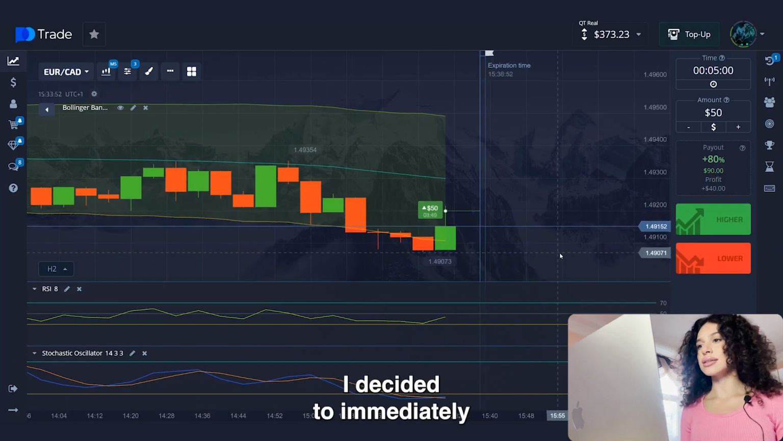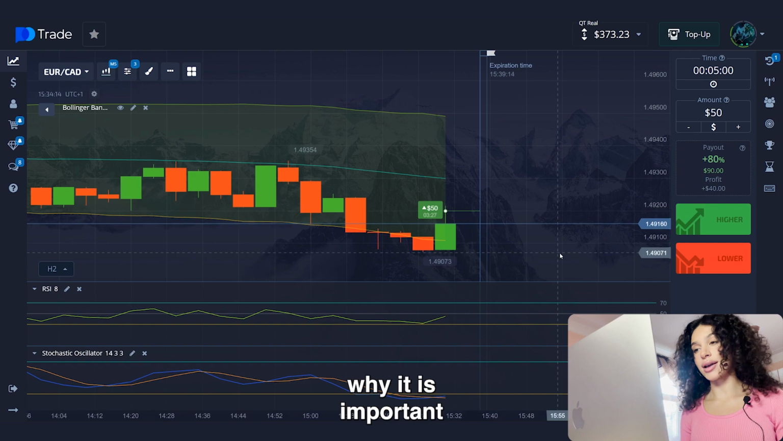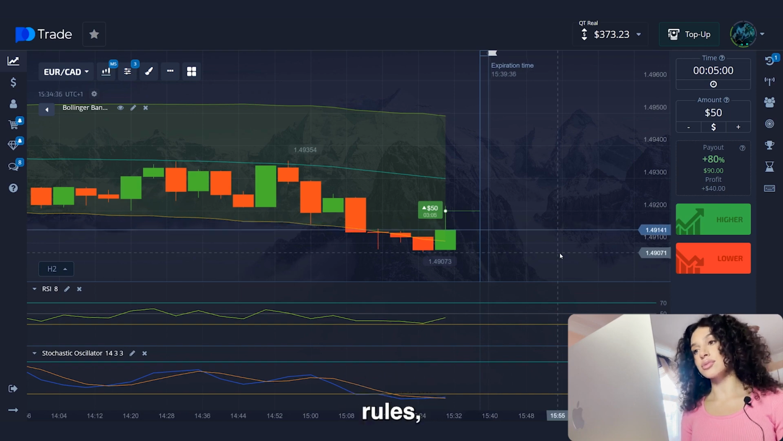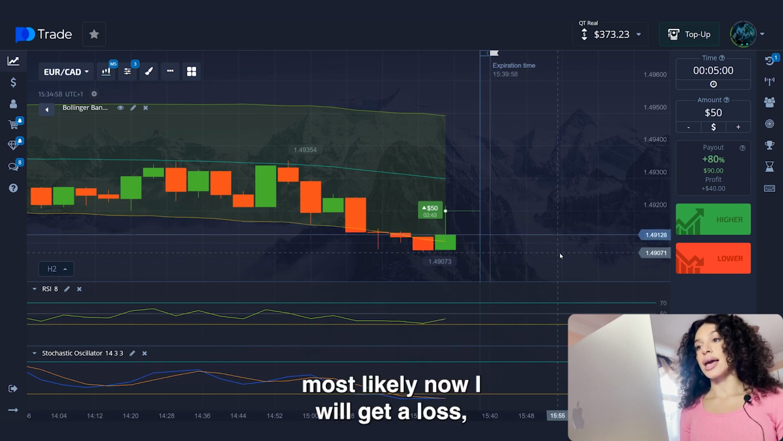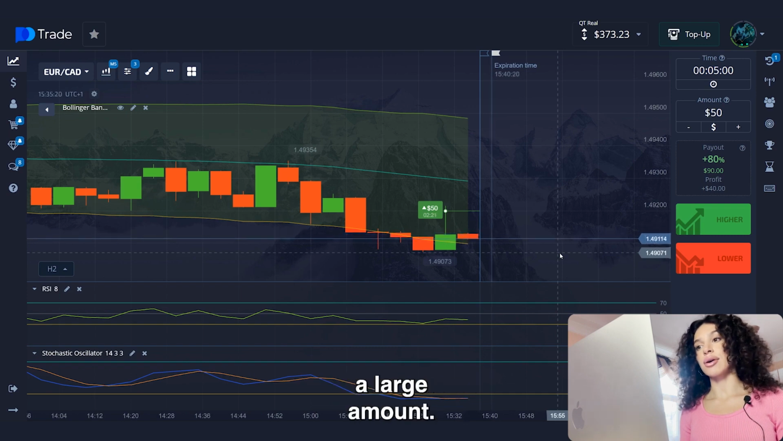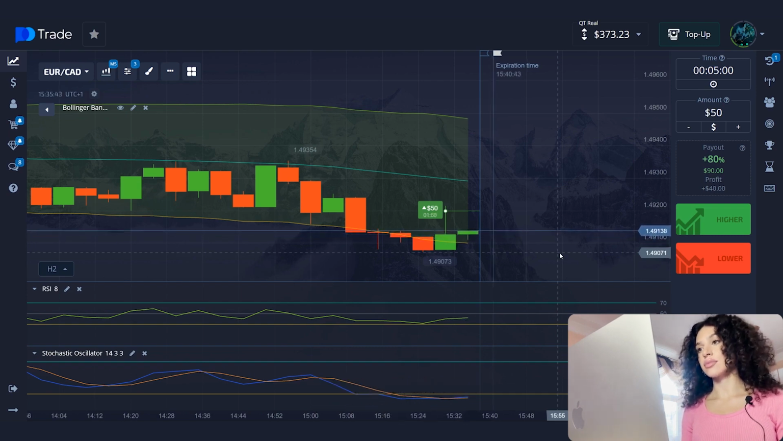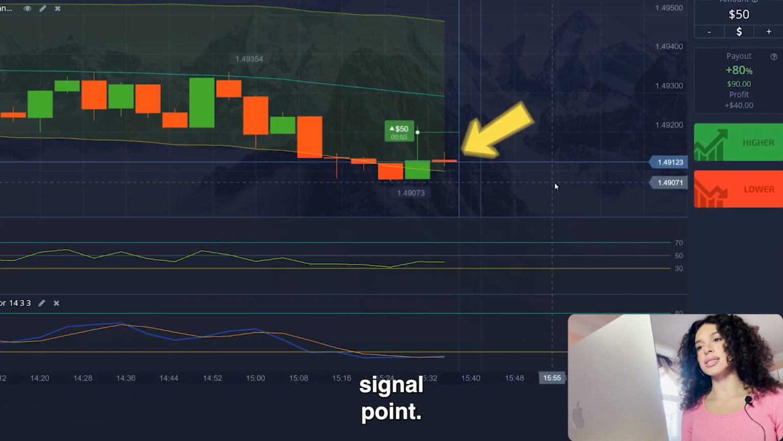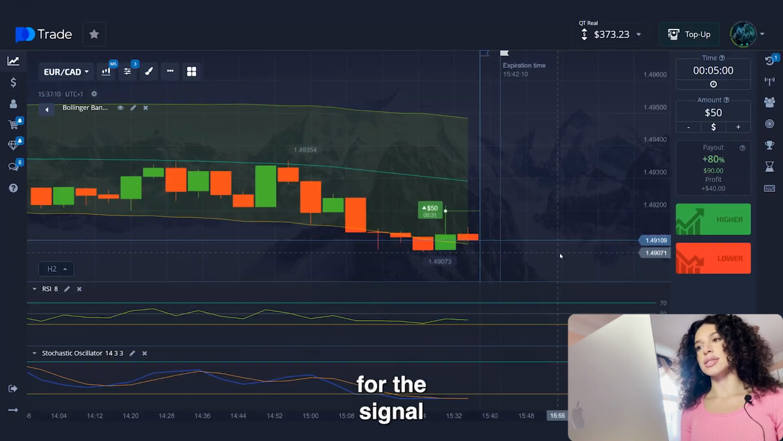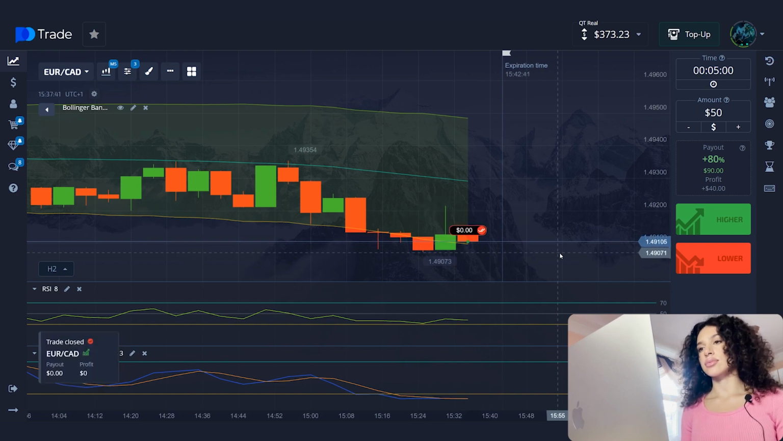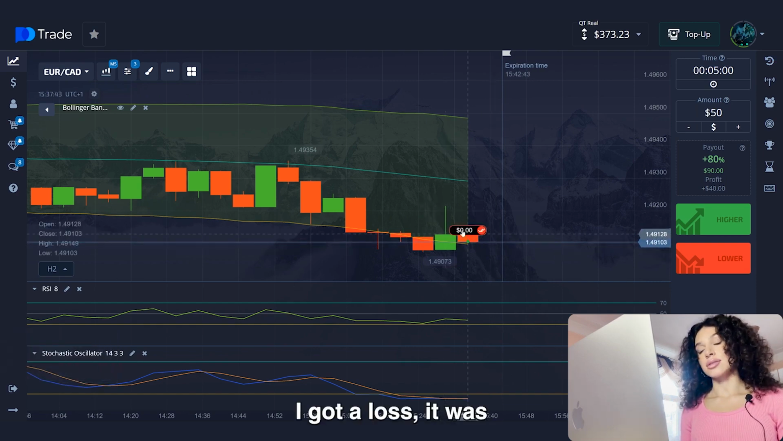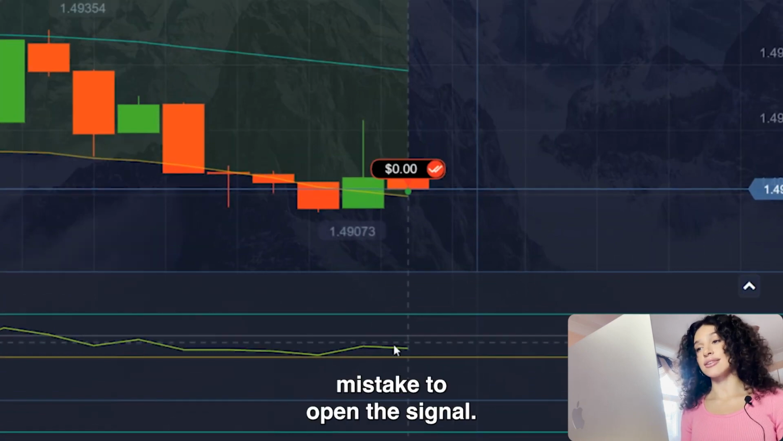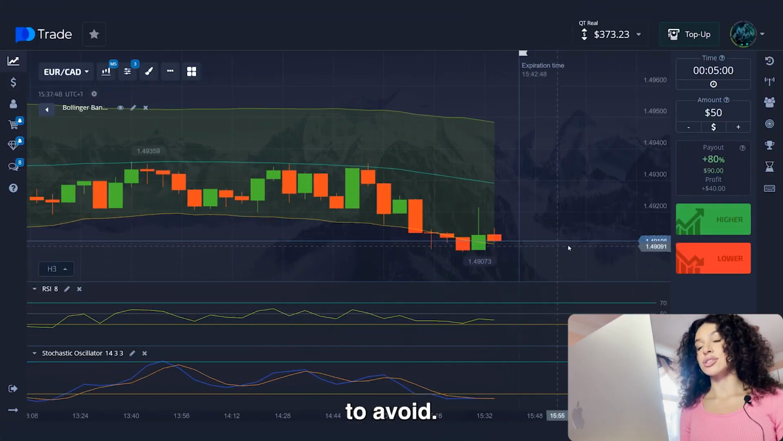I decided to immediately show an example of why it's important to adhere to all the rules. Most likely now I will get a loss, so don't risk a large amount. It's not the most profitable situation. The price fluctuates near the open signal point. Let's wait for the signal to close. I got a loss. It was really a mistake to open the signal. Now we know what situations to avoid.